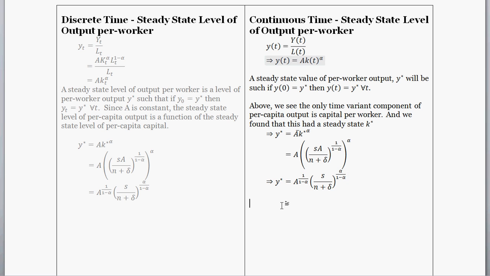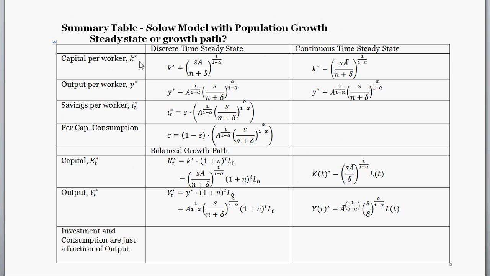To summarize everything that we've gone over today, I'll review it below. So all the things that we solved for were K star, per worker capital, y star, lowercase y star, per worker output. And indirectly we solved for savings per worker. And we also indirectly solved for consumption per worker. And then we also solved for aggregate capital, we solved for total output, and then indirectly we solved for the investment and consumption.